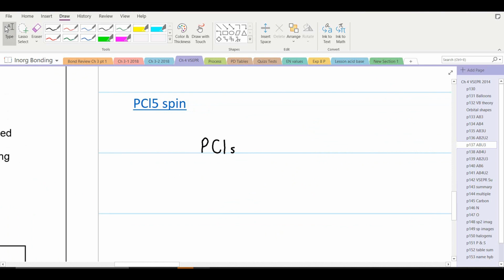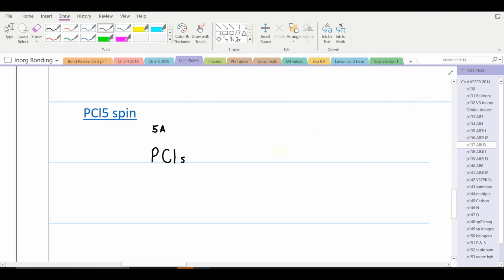Phosphorus is in group 5A, so it will have 5 valence electrons, 1 pair and 3 unpaired electrons. And we need 5 chlorines for this compound. The halogens are monovalent often, as in this case. Whenever they are the more electronegative atom in the structure, the halogens are monovalent.